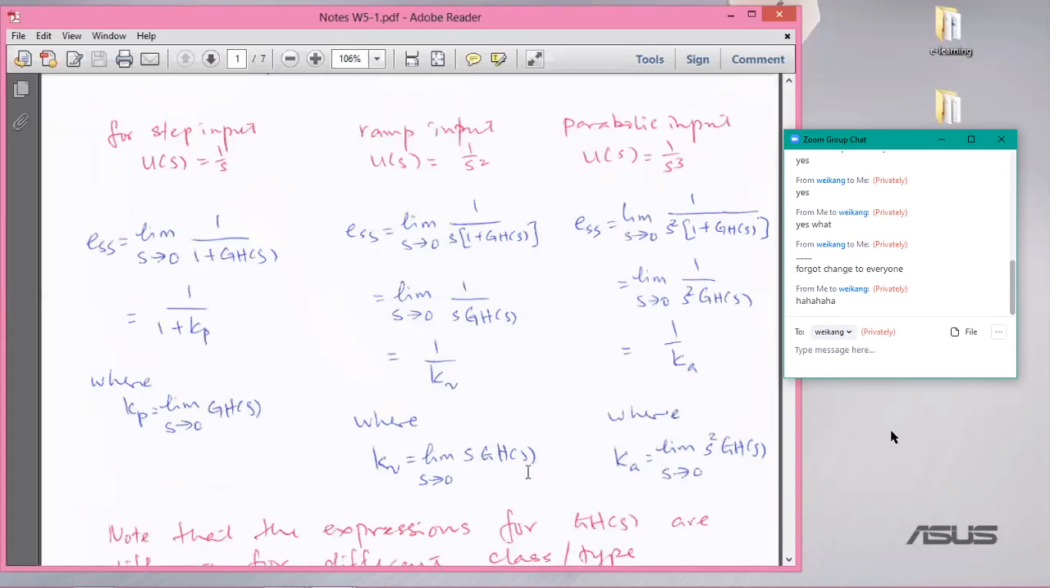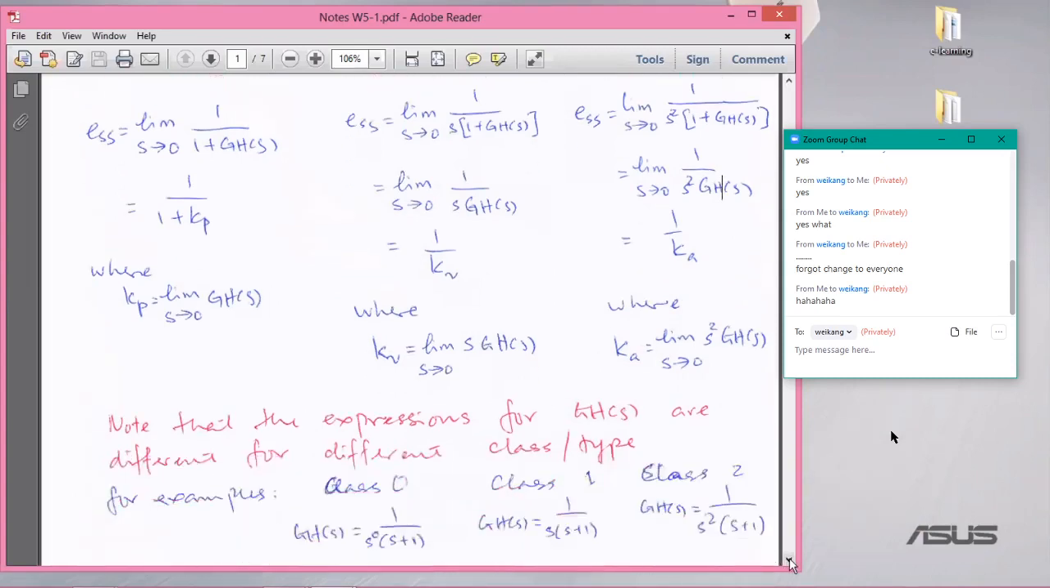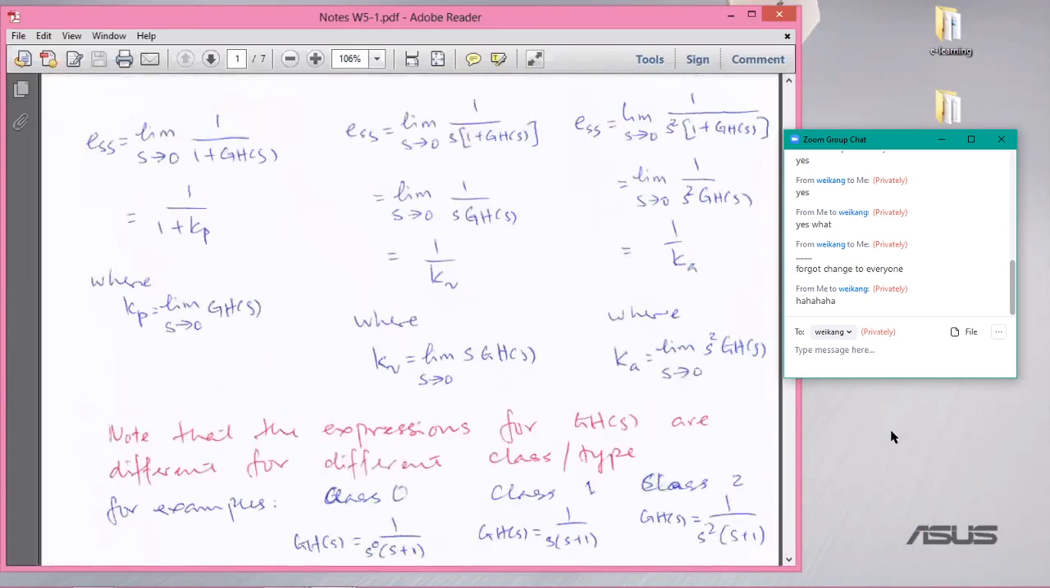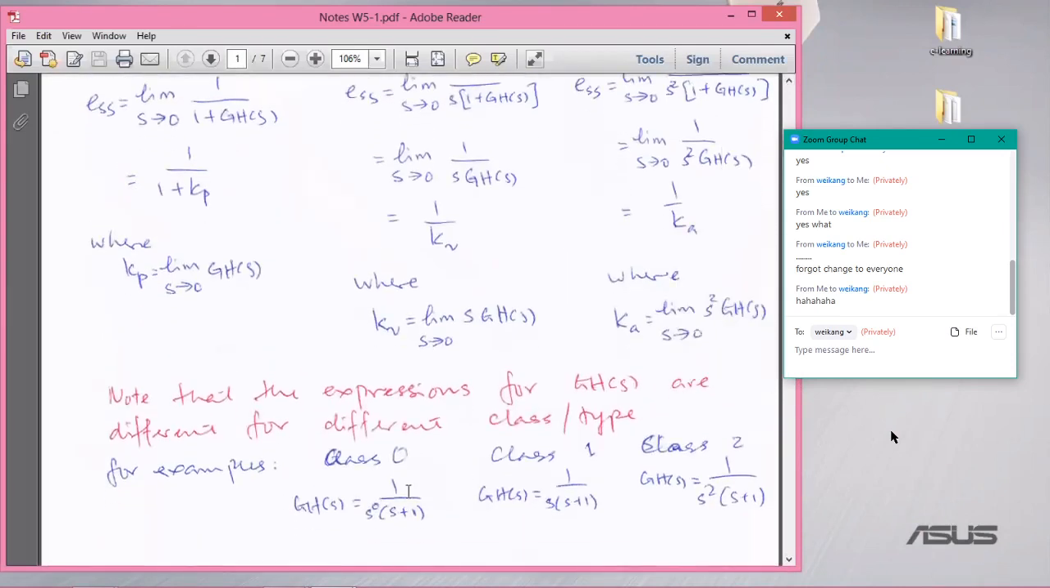This is where we classify our system, the system type. If the system is type 0, GH of s is going to have a different expression as compared to system type 1 and type 2. For example, here I have listed an example for a system class or type. If the system is class 0 or type 0, you have in the numerator of the open loop transfer function s to the power of 0, which is just 1. So this is for class 0.